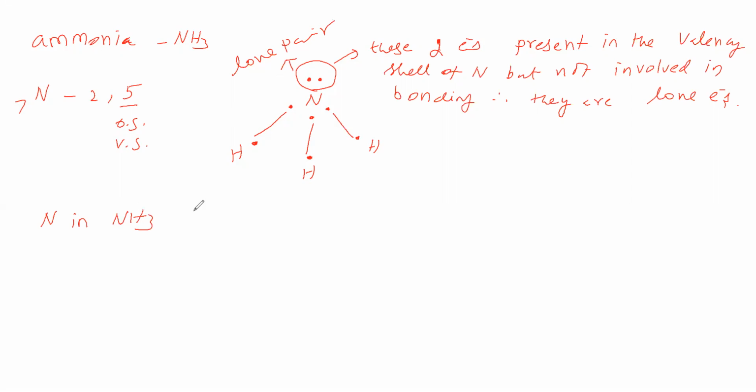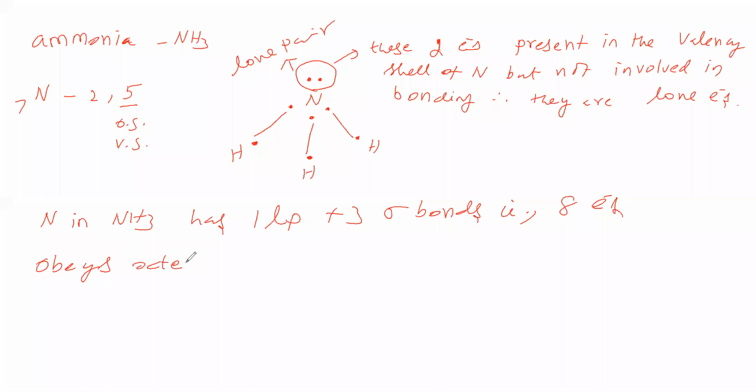Nitrogen in ammonia has one lone pair and three sigma bonds. One lone pair means 2 electrons, three sigma bonds means 6 electrons, totally 8 electrons. 8 electrons means it obeys the octet rule. Ammonia is obeying the octet rule.